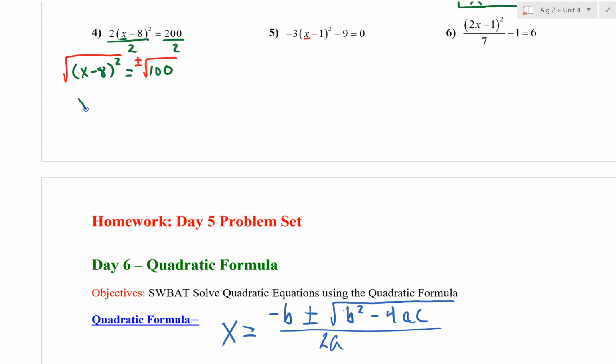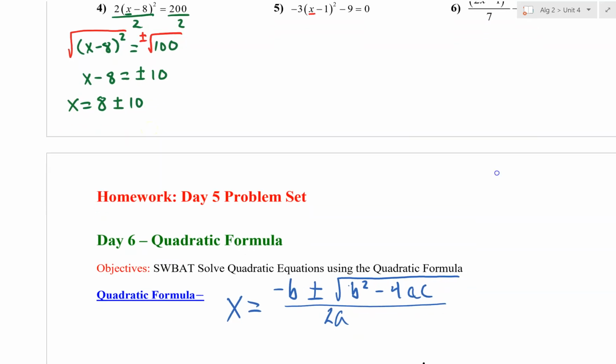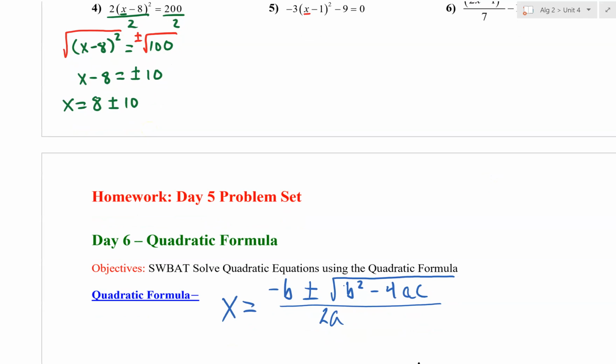That means then that I'm going to get x minus 8 is equal to plus or minus 10. And then I'm going to add 8 to both sides. So I'm going to get 8 plus or minus 10. Now this is telling me I have two answers, and you have to finish this out because these are just numbers and they're whole numbers, so we can do this. There are two answers here.